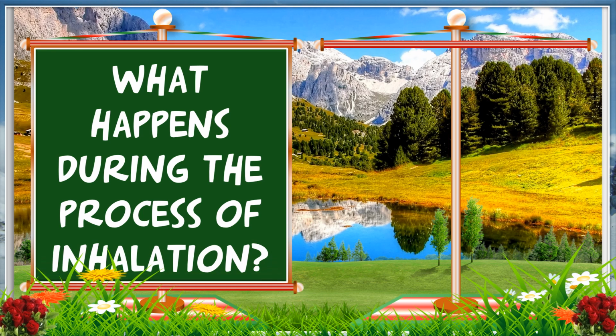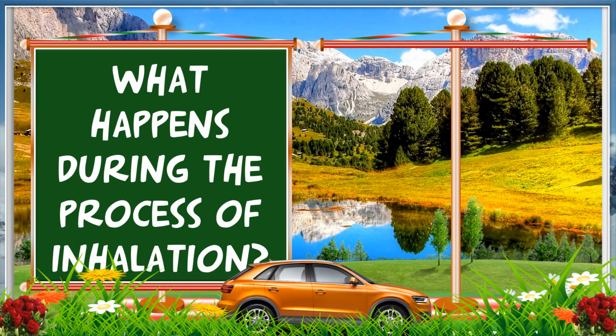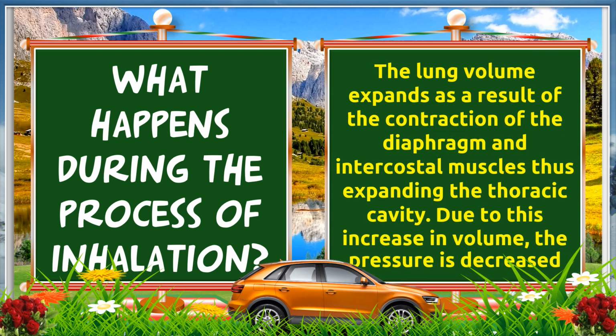What happens during the process of inhalation? The lung volume expands as a result of contraction of the diaphragm and intercostal muscles, thus expanding the thoracic cavity. Due to this increase in volume, the pressure is decreased.